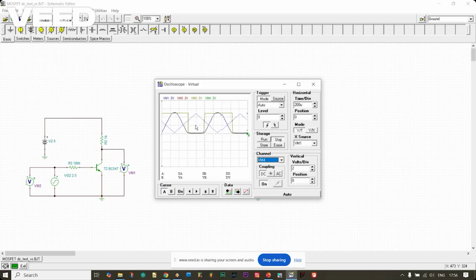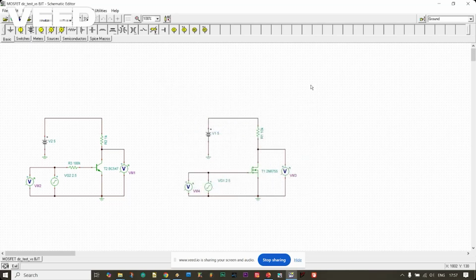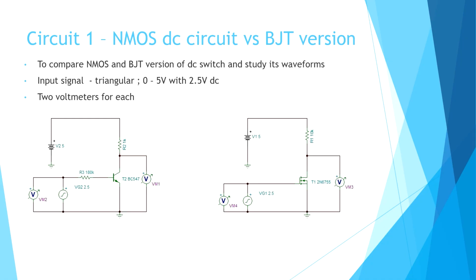Because it depends upon the threshold voltage. Above the threshold, it turns on. Below the threshold, it turns off. That's why the behavior is like this. Okay, I think you have understood. Now let us go to the next circuit.